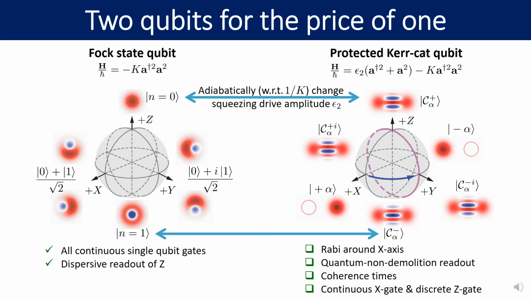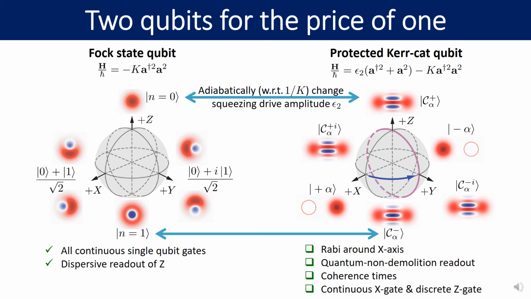For instance, I will first show you a Rabi around the x-axis, which will also serve as a smoking gun experiment, showing that we can in fact stabilize this Kerr-Cat qubit. I will later show you a direct quantum non-demolition readout on the Kerr-Cat qubit, which doesn't use that mapping. I will also discuss the coherence times, and I will briefly discuss the continuous X and discrete C gate that we can do here.